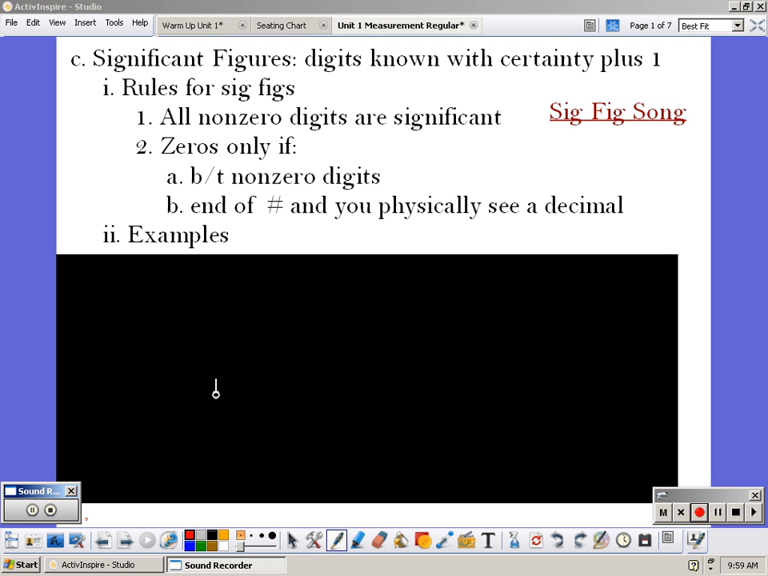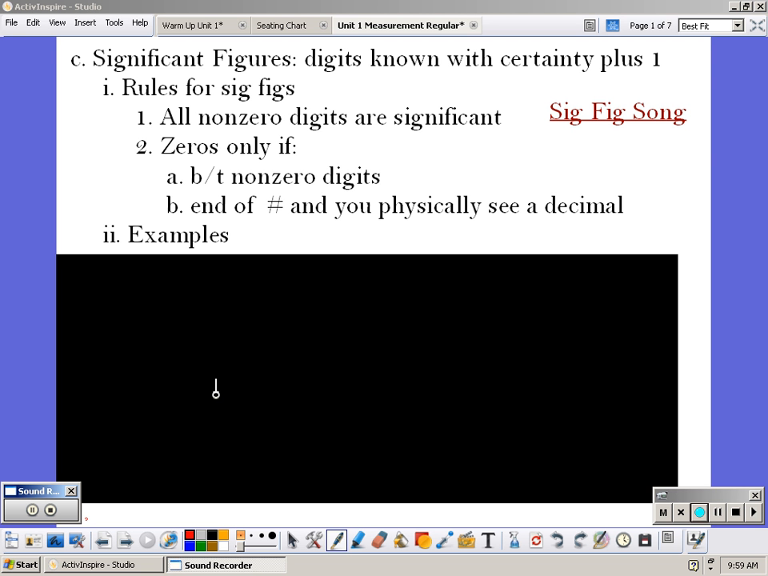So significant figures tell us how many digits are known with certain plus one more that's estimated. These are the rules that we're going to use to help us determine how many numbers to write down from our calculator. First, we need to talk about what numbers are significant within a measurement. First, all non-zero digits are significant.